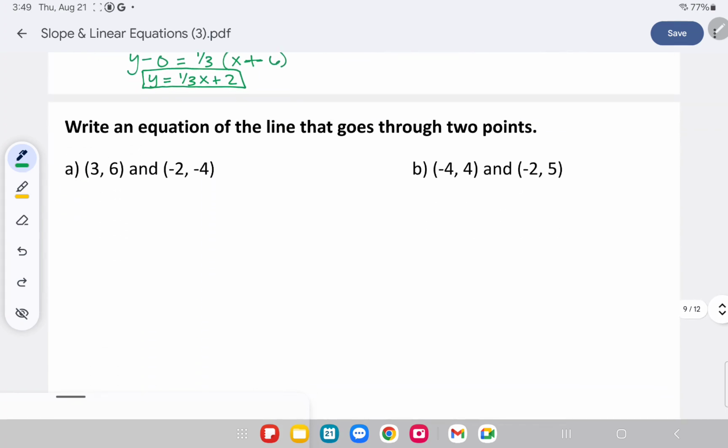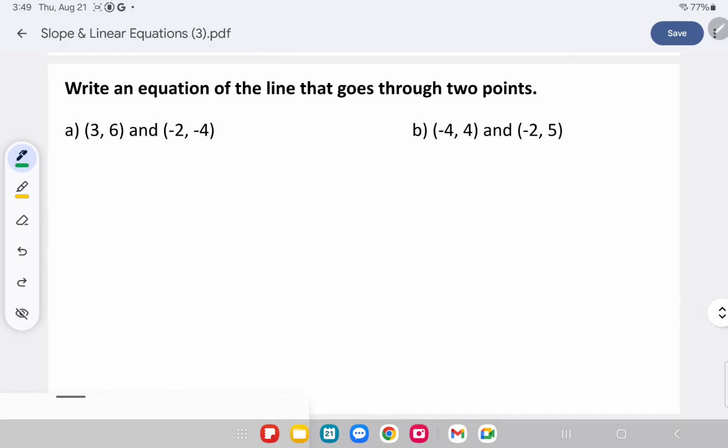If we are given 2 points instead of a point and the slope, our first step needs to be to find the slope. Because whether we are using slope-intercept form or point-slope form, we need to know the slope. So I'm going to go ahead and label my x's and my y's. And to find the slope, we find the change in y over the change in x.